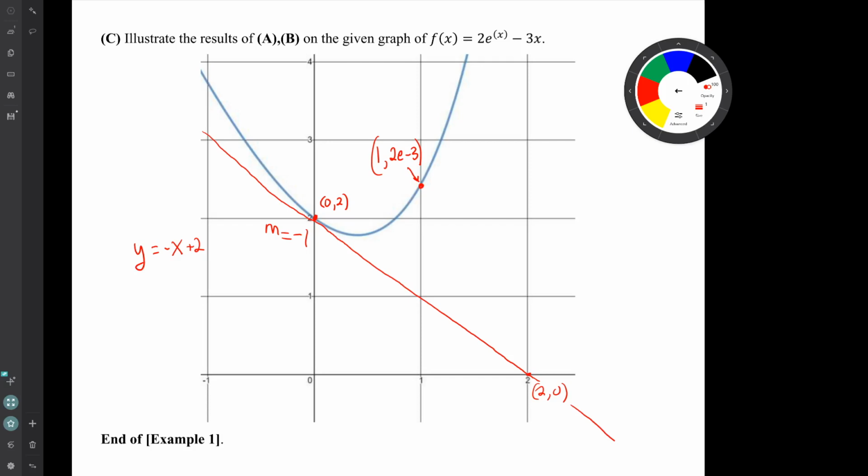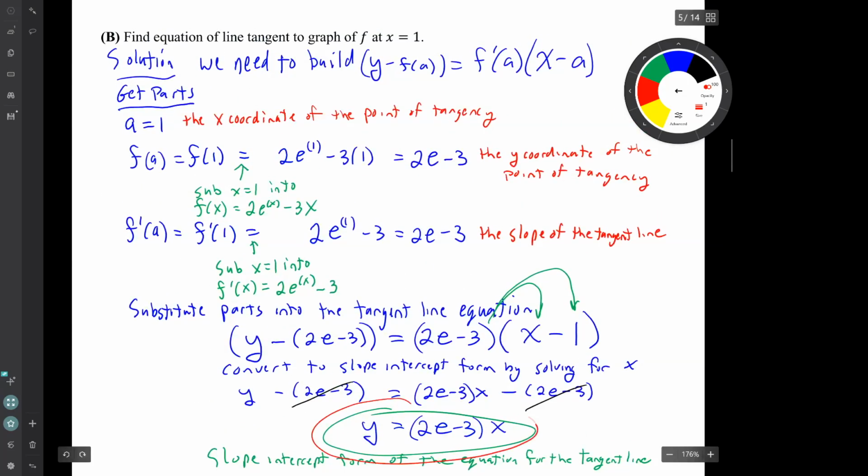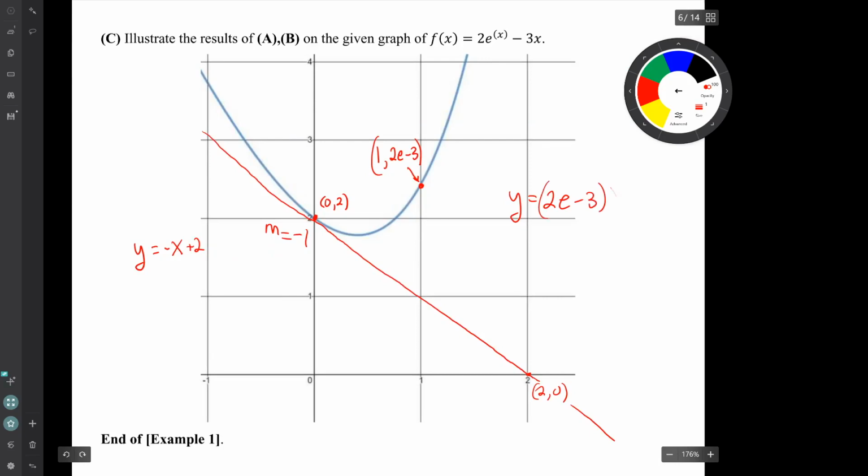Now, the equation for the tangent line that we got in question B was this: y equals the quantity 2e minus 3 times x. Notice that that's of the form y equals mx. So that's a line with slope m equals the quantity 2e minus 3, and the y-intercept is at (0, 0). So we have to draw a line that goes through those points.